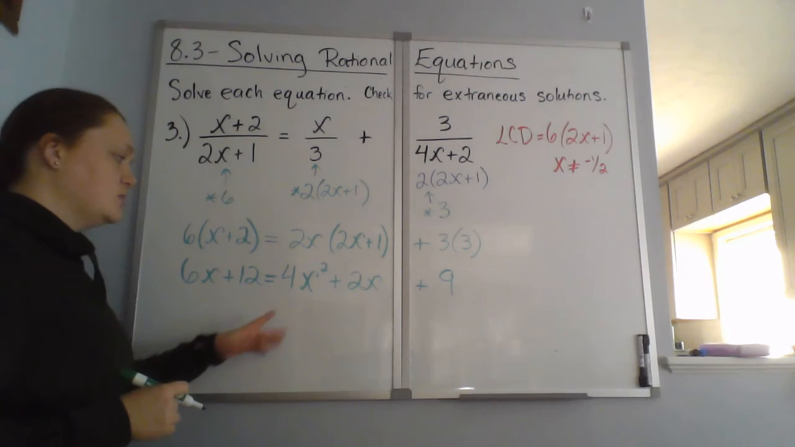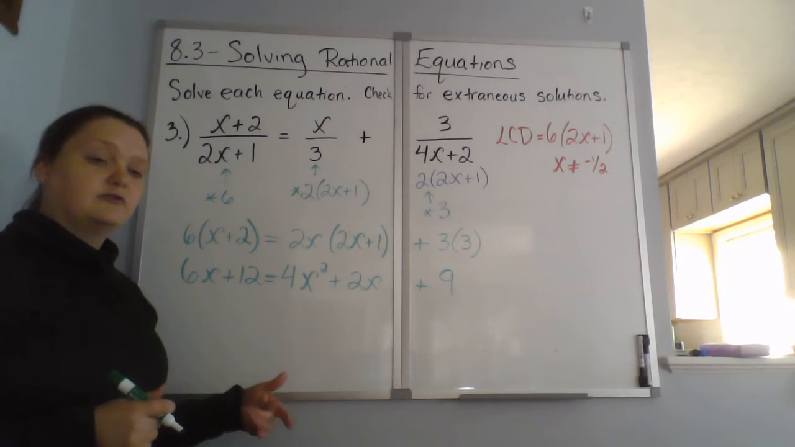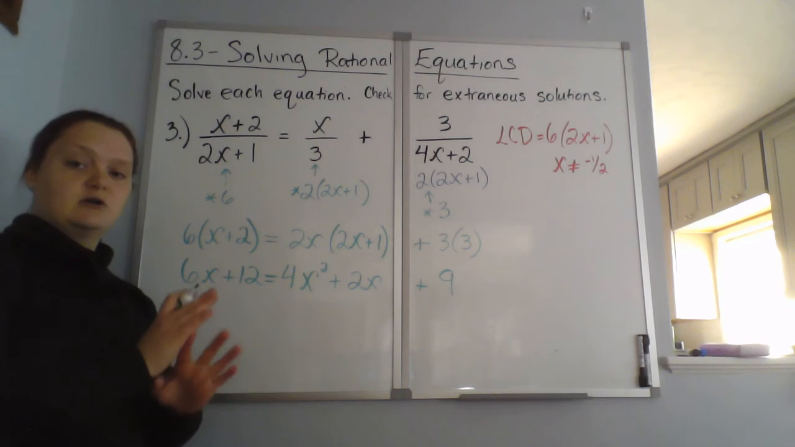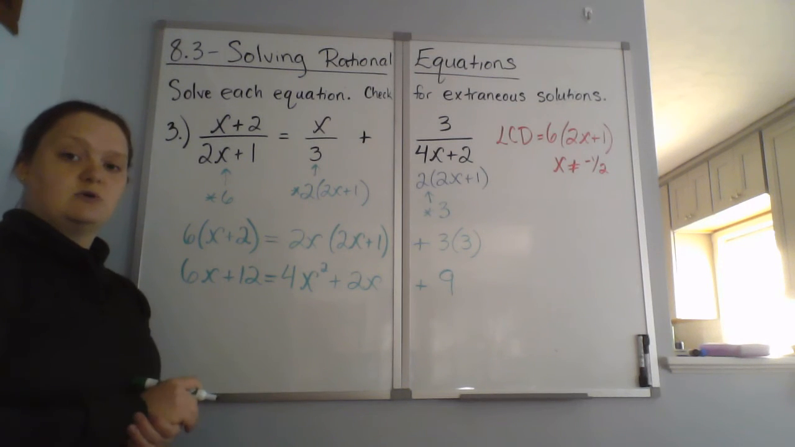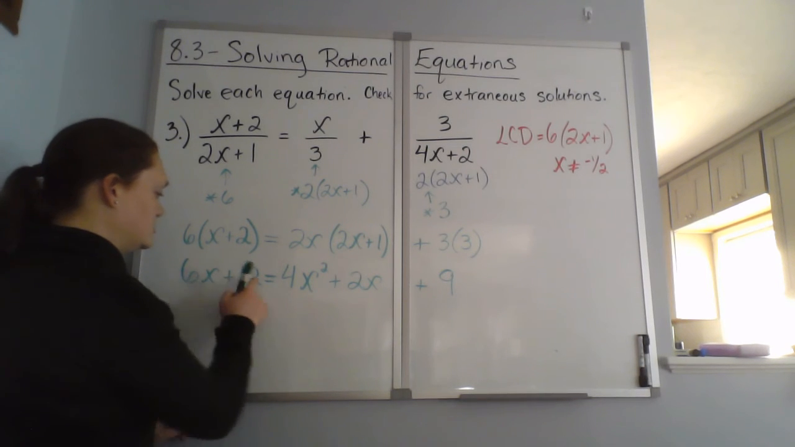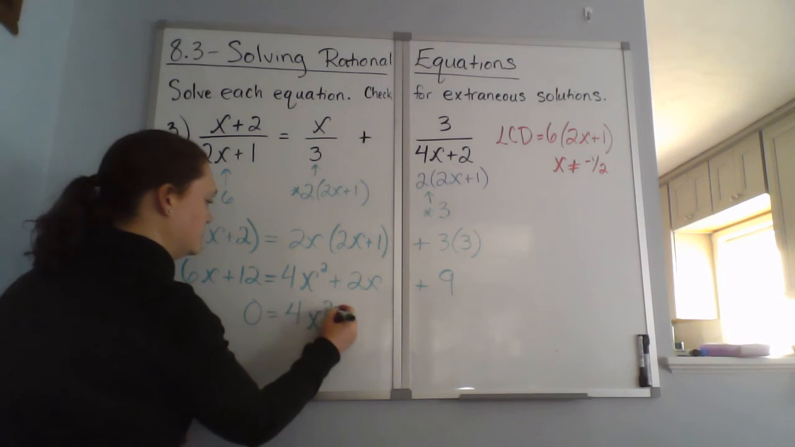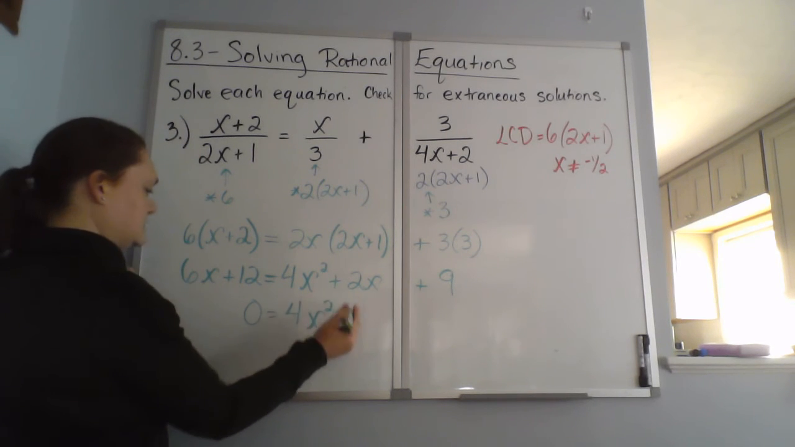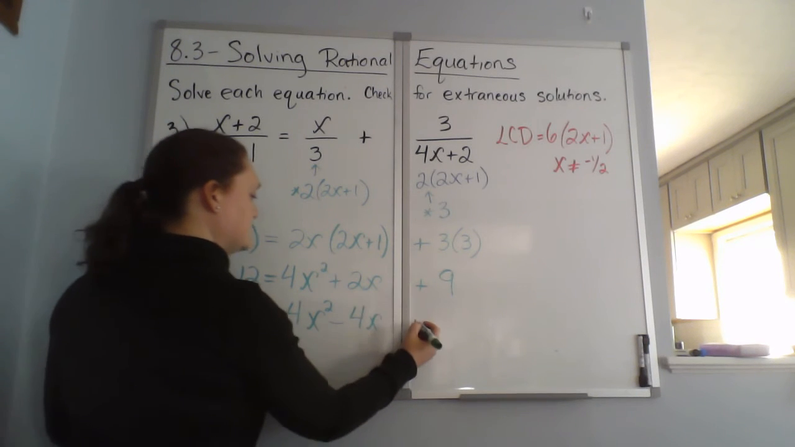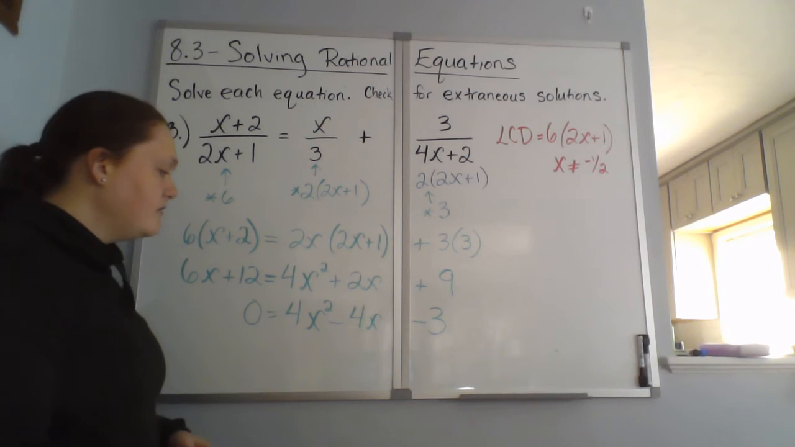Okay. So once again, I have a quadratic, and many of these are going to end up being quadratics to solve. So we want to get this to say 0 equals and then solve either by factoring or quadratic formula, whichever one makes the most sense for the equation we end up with. Okay, so subtract these two terms to the other side. So I'm still going to have 4x squared. 2x minus 6x is going to be minus 4x. 9 minus 12 is going to be minus 3. So this is the equation that I want to solve.